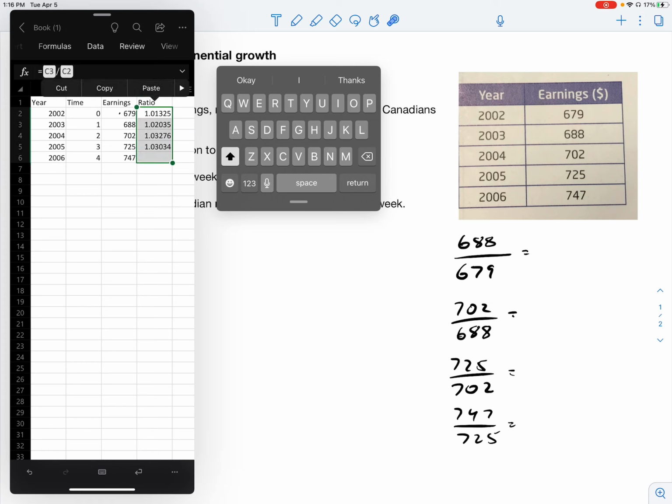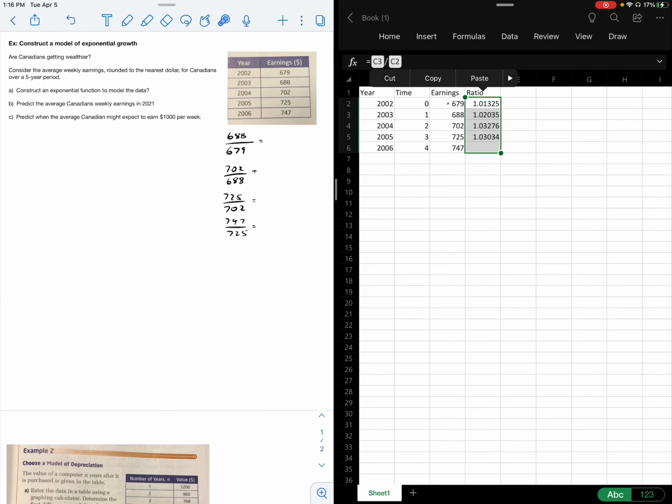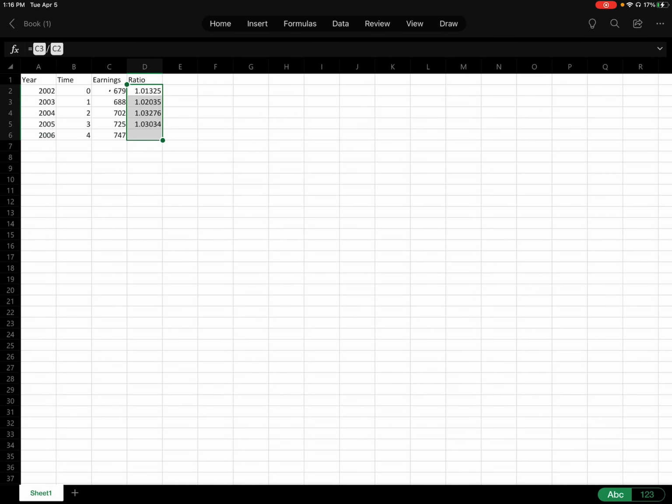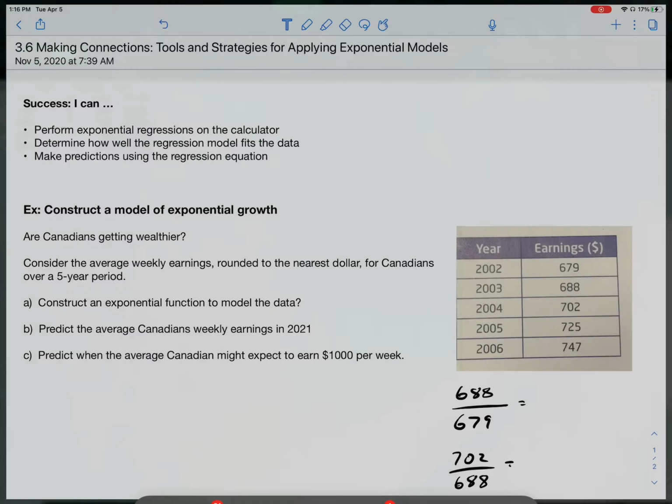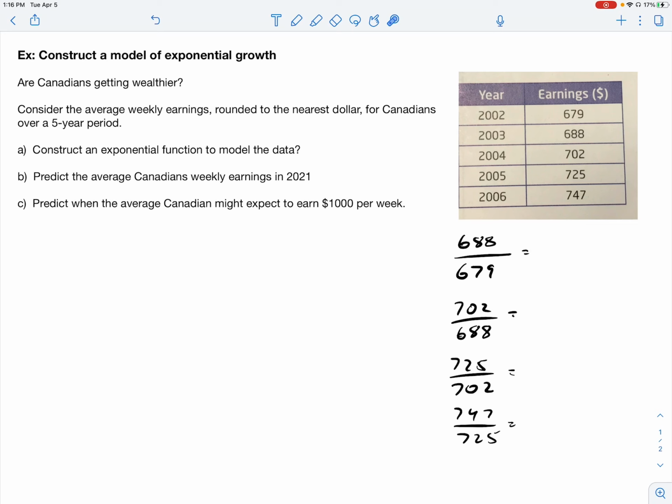Okay, I'm now going to highlight those, and I'm going to see if I can get this to calculate the average for me. Let's make this a bit bigger. So formulas, I think there is an average button. Here we have the sum, there's average. Okay, so 1.0204 is the average of all those values from 1.01325 all the way to 1.03034. So I'm going to steal that number because that's like the average ratio. So 1.024. So let's go ahead and put our solution in.